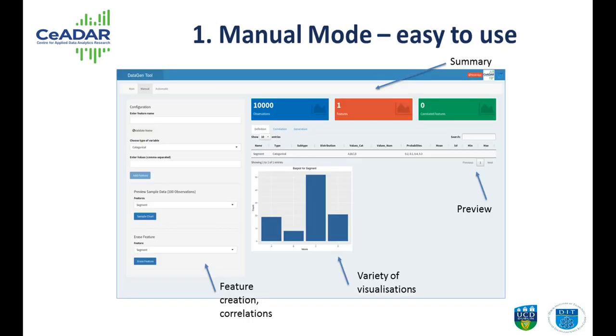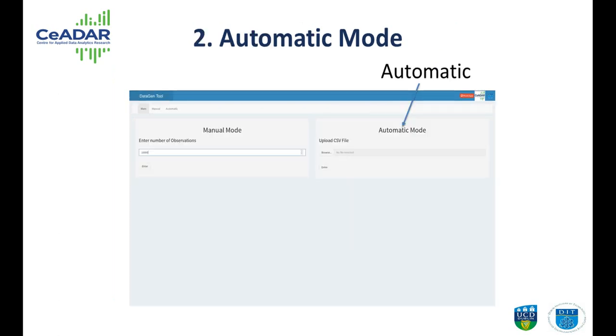The user interface for manual mode is easy to use. On the left-hand side is the specification panel where we set up the features. A variety of visualizations are available, as shown in the center of the panel, including a preview of the data just above the visualizations.